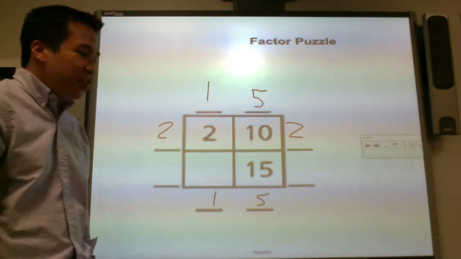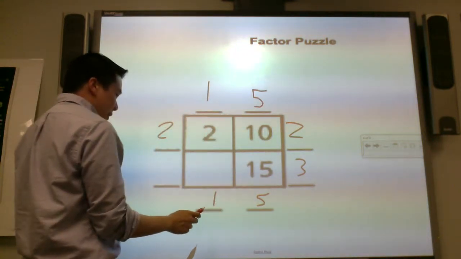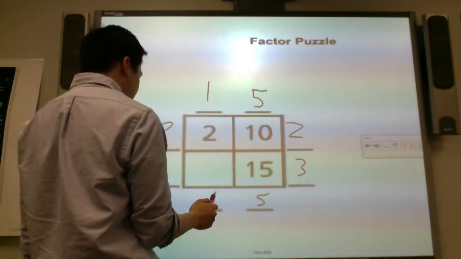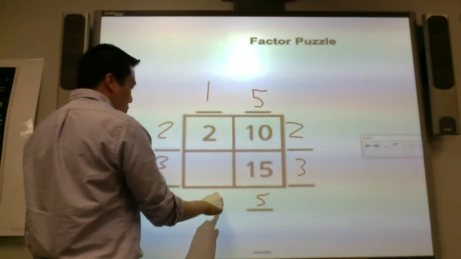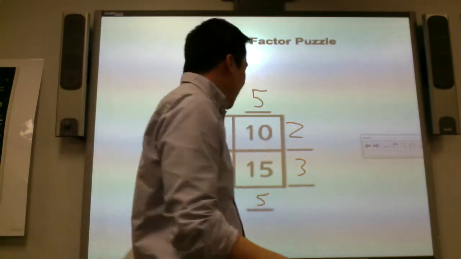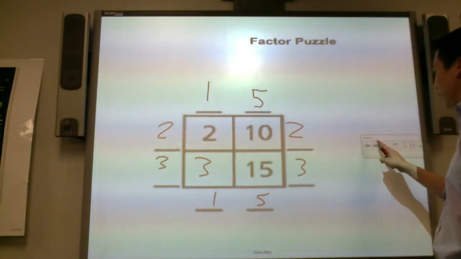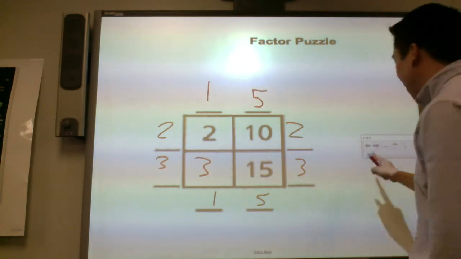Let's bring this down. What are the factors of 15? 5 and 3. 3 goes here. So 1, and what do you get when you multiply 1 times 3? 3. And that is our factor puzzle. Let's try another example. We're just practicing with factoring things out.